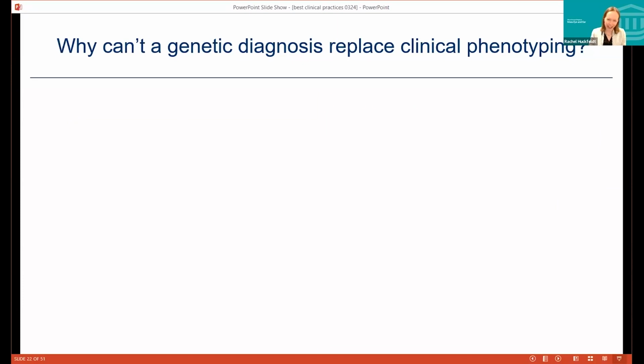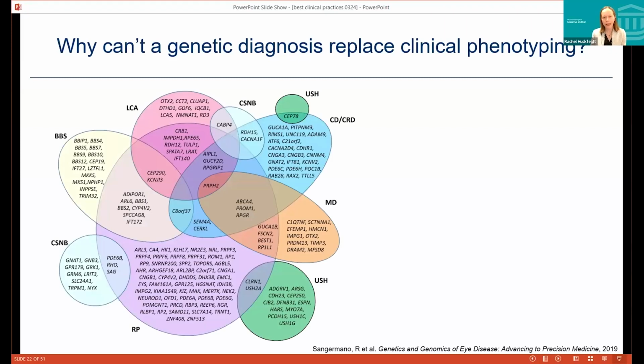Here's a question that Rachelle asked already. Well, why can't we just go straight to genetic diagnosis? And the reason we can't is because of the complexity of how all of these genes produce their clinical phenotypes. In this Venn diagram, each circle encompasses a clinical diagnosis with all the genes that cause it included in the circle. And you can see this tremendous overlap of all these circles with RP.